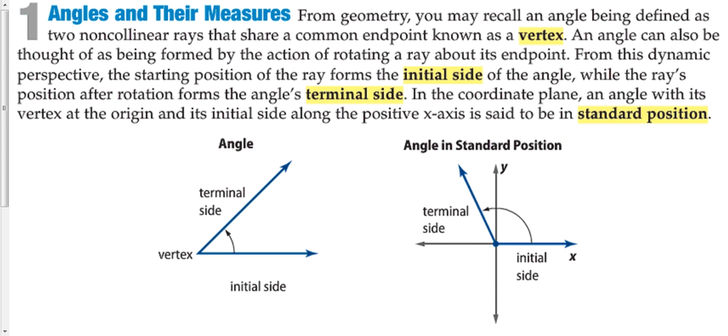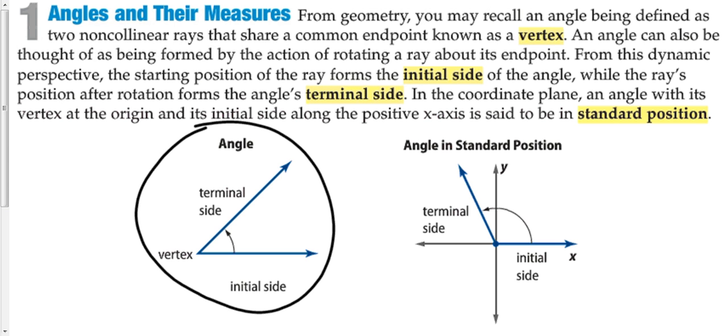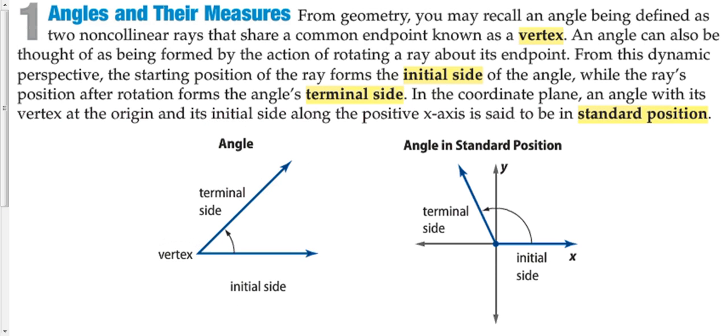So, angles and their measures. From geometry, you may recall an angle being defined as 2 non-collinear rays that share a common endpoint known as a vertex, just like we see right here. Okay, we have 2 rays that are not on the same line, and they share a common point called my vertex. Okay, we're also going to talk about my initial side and my terminal side.